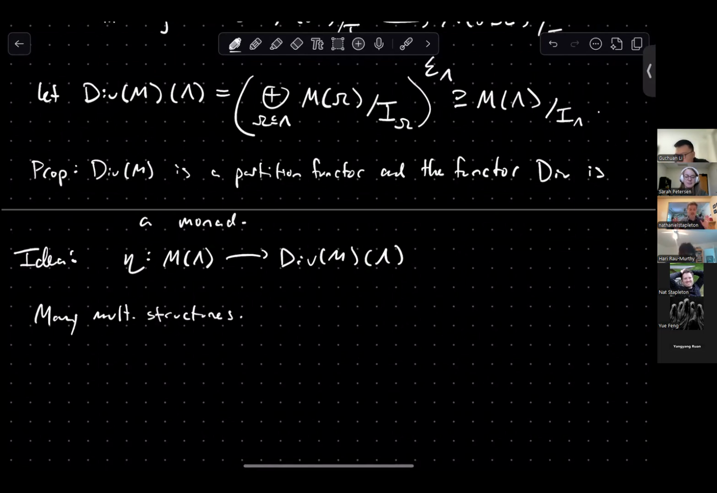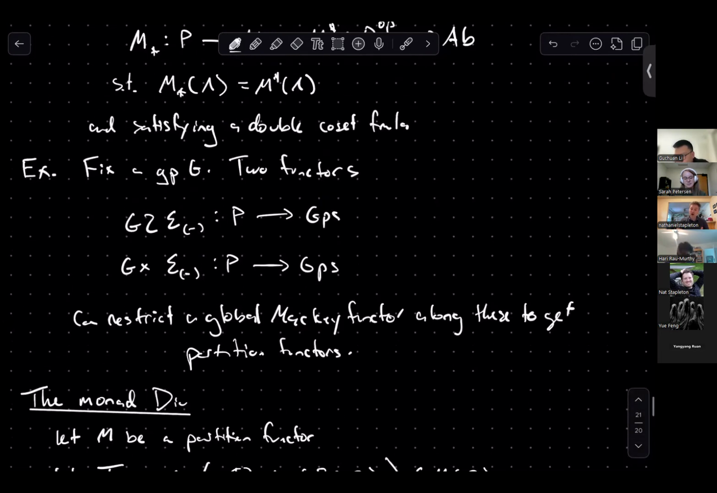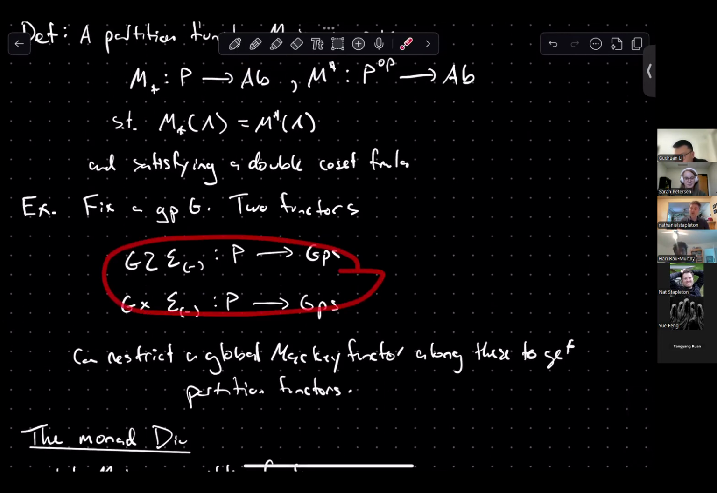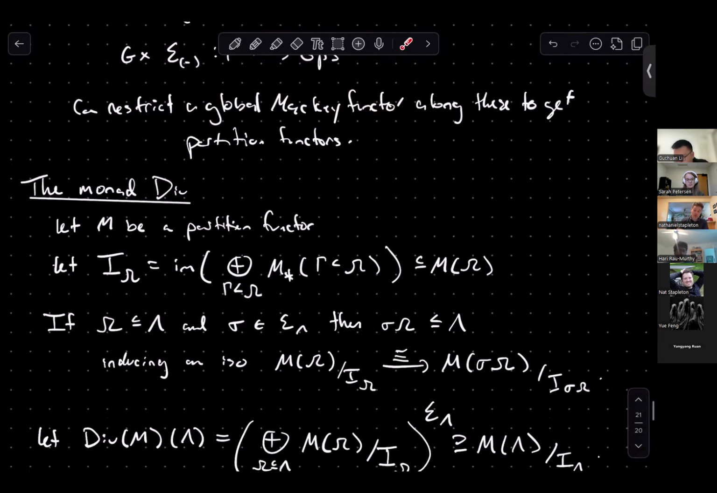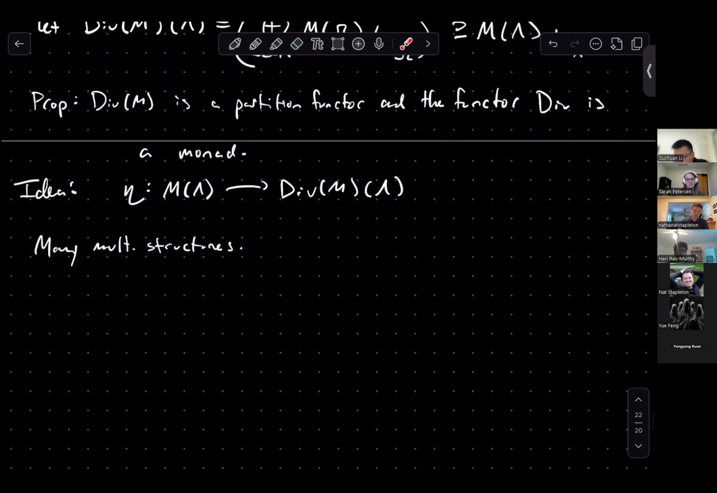And if I have a global Green functor, and I restrict it along either of these functors right here, I get a partition ring. This is one of the properties that these functors have. Basically, any multiplicative structure I have on a global Mackey functor, when I restrict it, I get some kind of multiplicative structure on the resulting partition functor. So if I have a global Green functor, I restrict it, I get a partition ring, which I could have called partition Green functors, but I think partition ring is a better name for this.